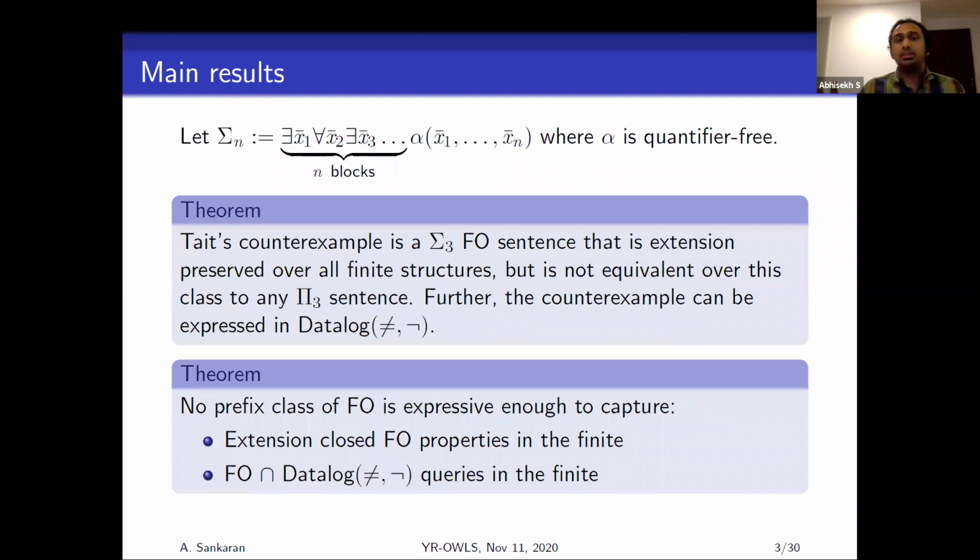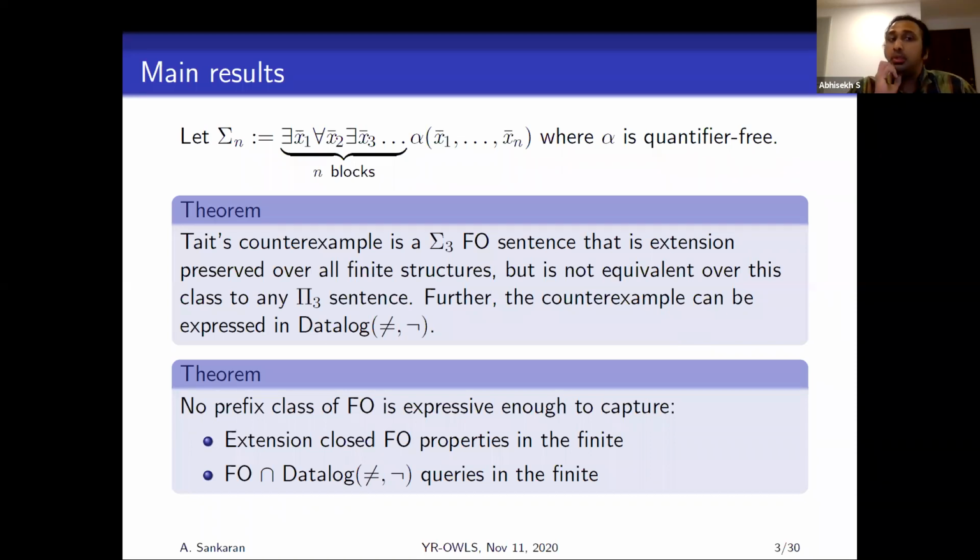What this summarily means is that no prefix class of first order logic is expressive enough to capture extension closed FO properties in the finite, and FO intersect Datalog queries in the finite. So Datalog and first order logic are incomparable. There are first order sentences not in Datalog. There are Datalog sentences that are not in first order logic. So the intersection of these two, this class of sentences, is not expressible by any prefix class of first order logic. So this is the object of the talk.